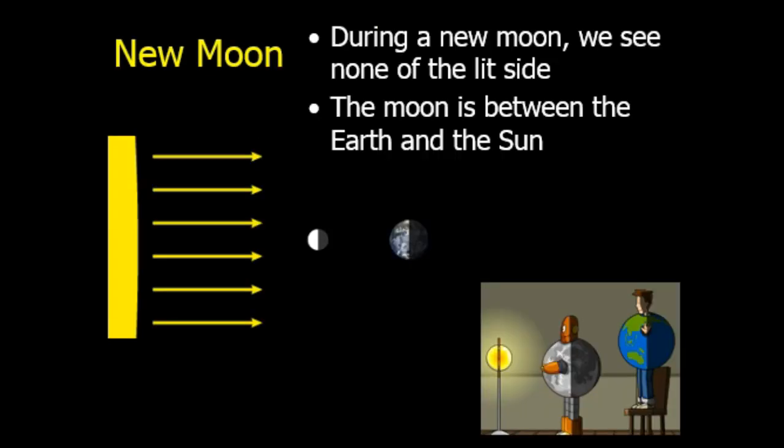So during a new moon, we would see the non-lit side of the moon. So if you take a look here at this diagram, it's like the moon is in between the sun and the earth. And so this side of the moon is lit up, but from Earth, we don't see that side at all. So this would be a new moon.